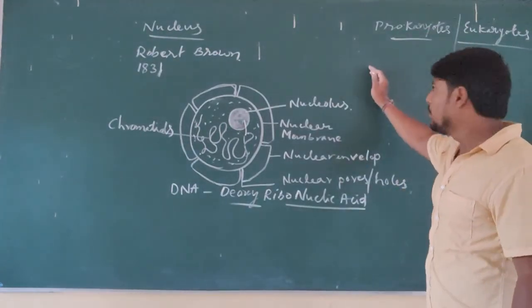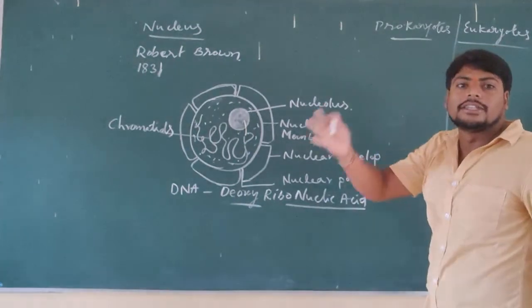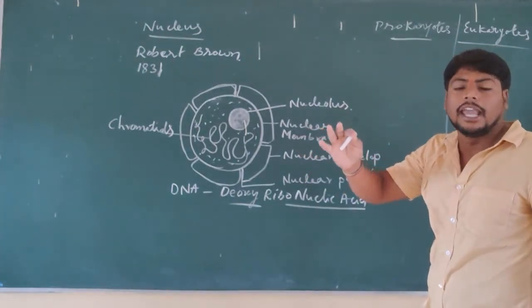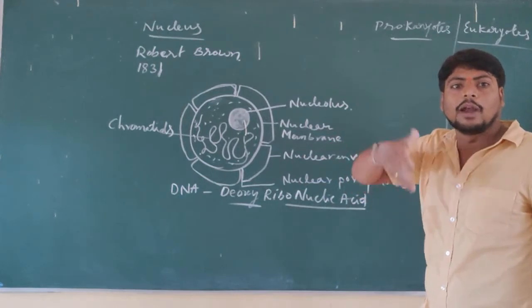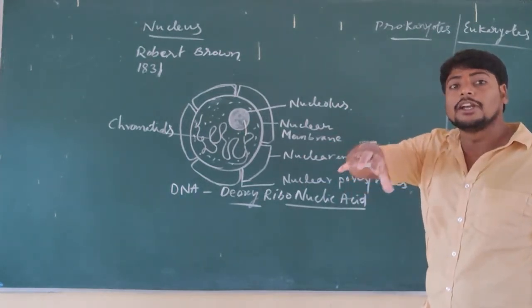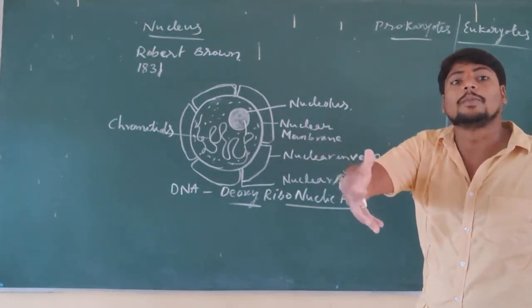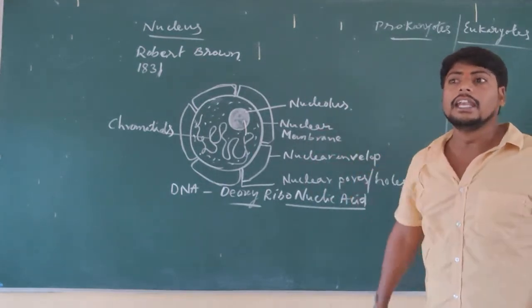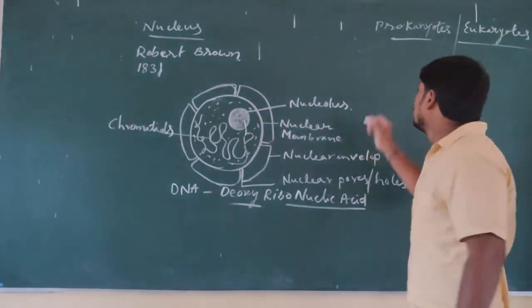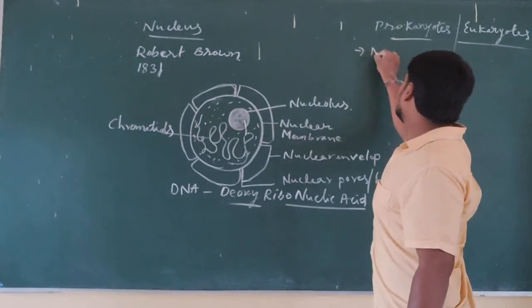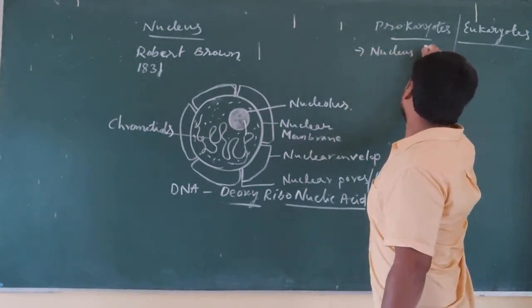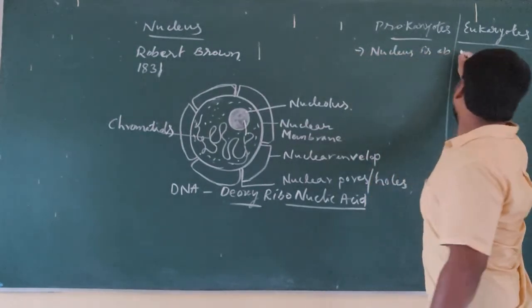So, what do prokaryotes mean? These are of primitive nature, meaning a primitive nucleus is present, that is, a true nucleus is not present. But genetic material is present. Where is it present? In the cytoplasm, not in a nucleus. That is what you have to remember. So here the nucleus is absent, but here the nucleus is present.